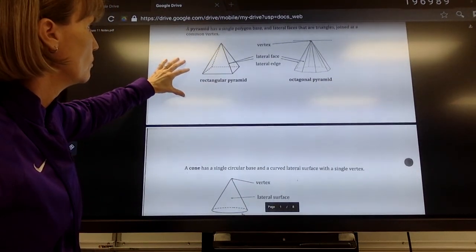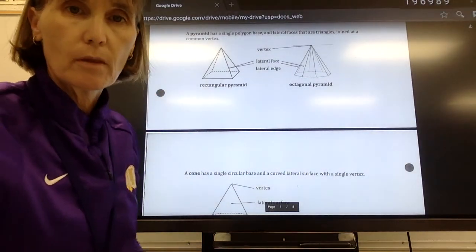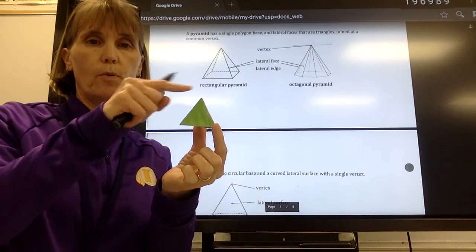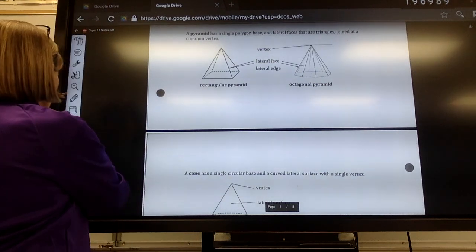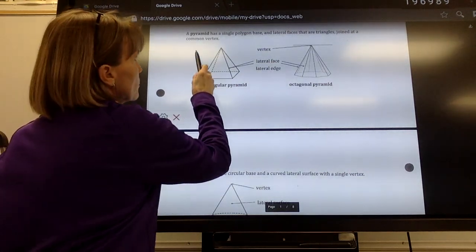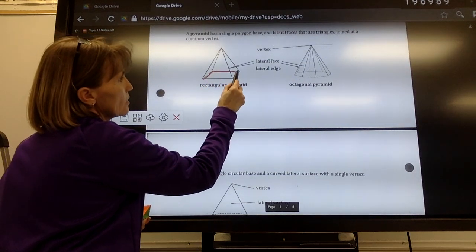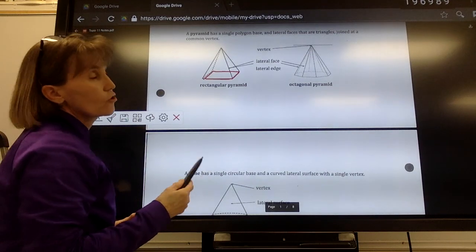Okay, I don't know if I can get them to both fit on here, the same one, but a pyramid. Okay, here's an example of a pyramid. A pyramid comes to a point at the top. Okay, so it's going to have a base as well, and in your notes it says a pyramid has a single polygon base. So there's only one base. This would be considered the base, and it has lateral faces that are triangles.